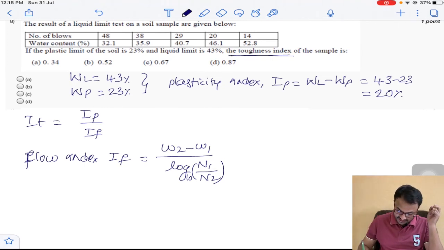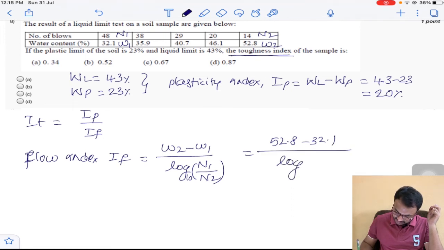So here, W2 is the water content corresponding to the last value and W1 is the water content corresponding to the first value, and this value will be N1, this value will be N2. So what is W2? 52.8 minus 32.1 divided by log(N1 by N2), N1 is 48 and N2 is 14. So you will get this value as 38.68. Clear?